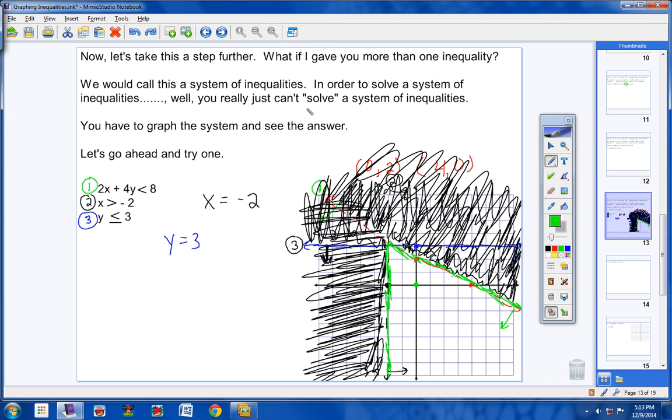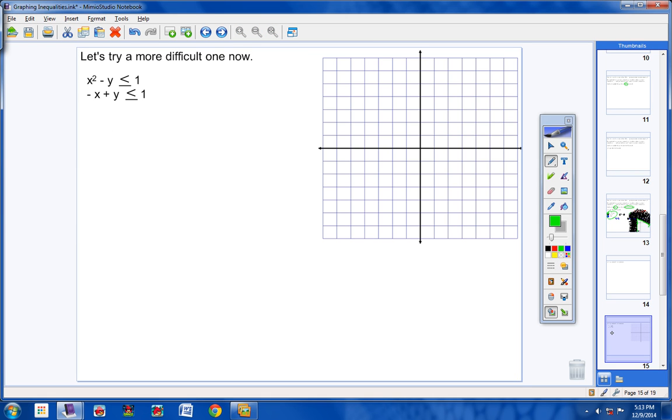You really can't just solve it. You have to graph it and see the answer. So when I tell you to solve a system of inequalities, I'm really saying graph it. So we're going to solve this system. Go ahead and copy this down and go ahead and draw a coordinate plane. And then we're just about finished, actually.